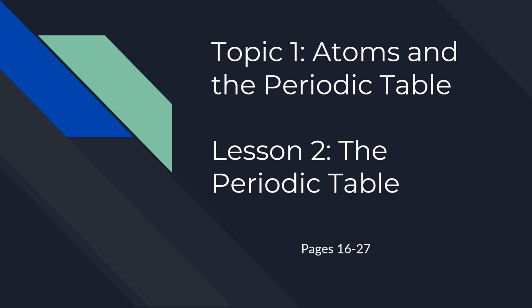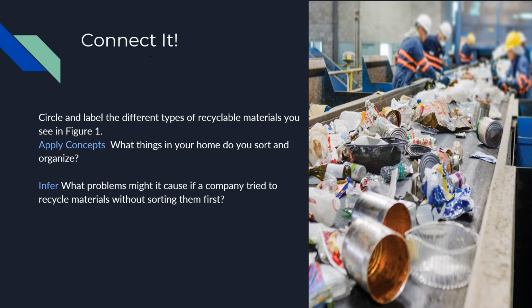All right, so we are going to continue topic 1, atoms in the periodic table, with lesson 2, the periodic table, found on pages 16 through 27 in your textbook. As usual, we're going to start with our connect it. The first thing we need to do is circle and label the different types of recyclable materials you see in figure 1. And here are several examples.